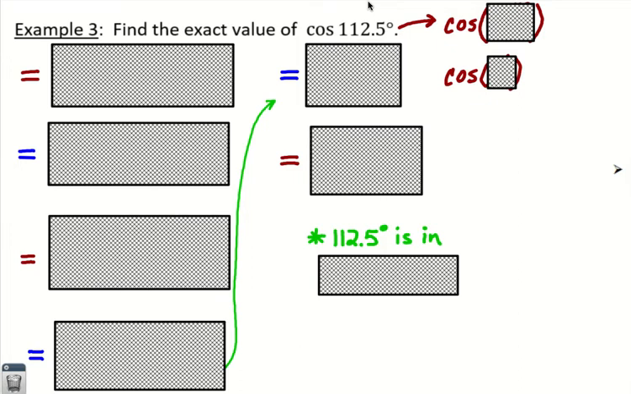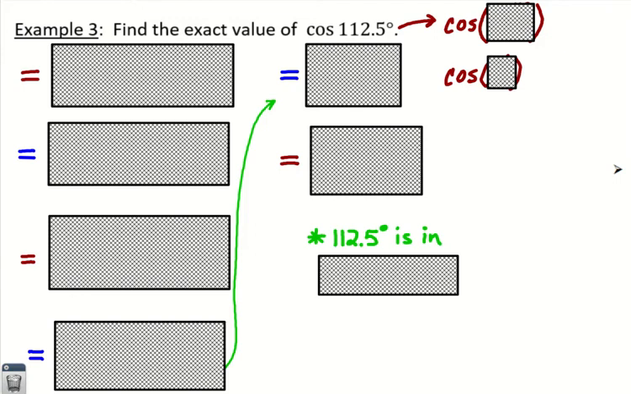So we want to rewrite 112.5 as something else. You know, I'm thinking back to last section. I mean, could we rewrite it as the sum of two angles? Could it be like a nice angle that we like plus another nice angle we like to take the place of 112.5? No. The difference of two nice angles we like? No.